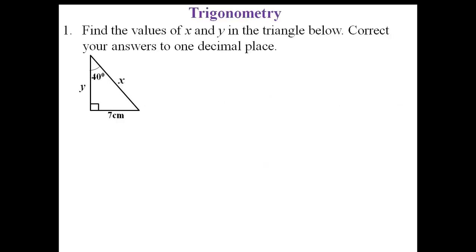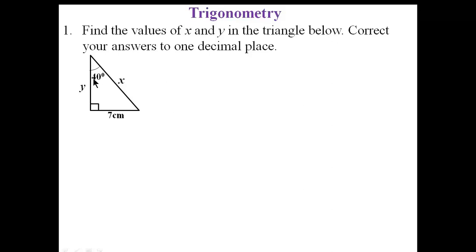Find the values of x and y in the triangle below. Correct your answer to 1 decimal place. This is a right-angled triangle, and we are going to apply the trigonometrical ratios in solving this problem.